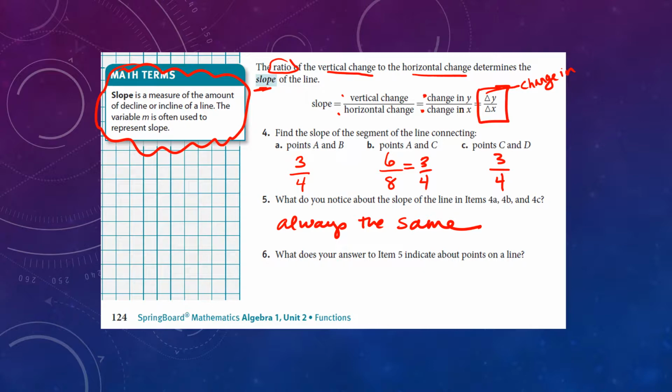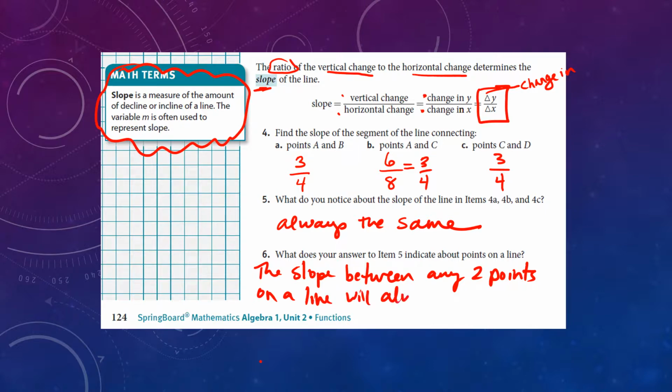They will always have the same slope. So between any 2 points on a line, now that's important, on a line, the slope will always be the same. Hopefully you already knew that about lines, but if not, it's a good refresher or an introduction.